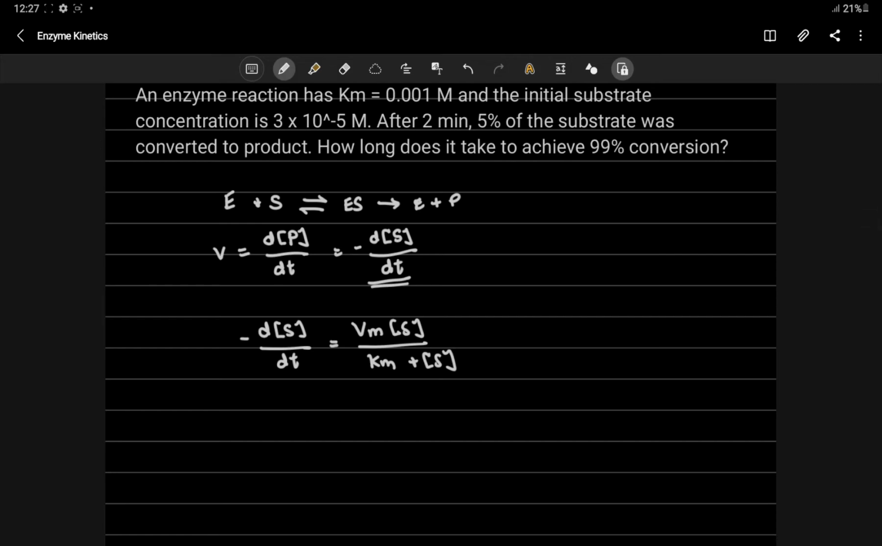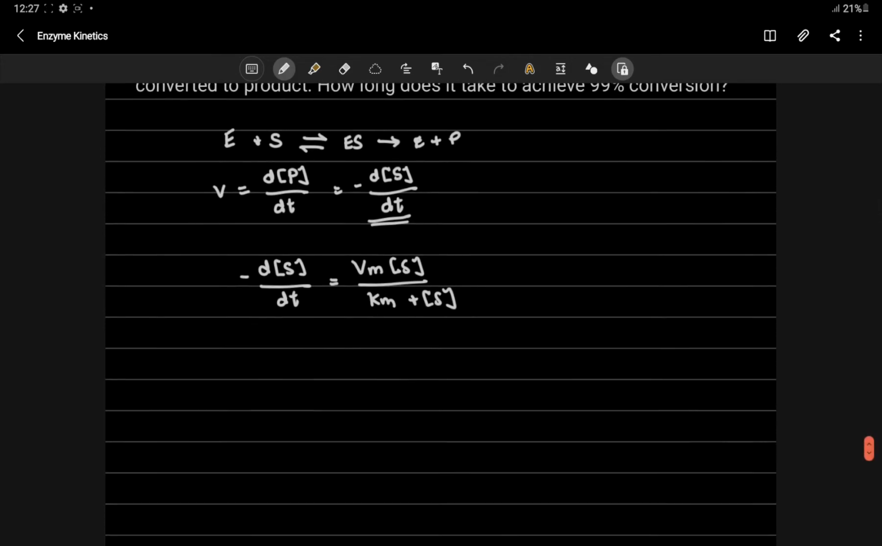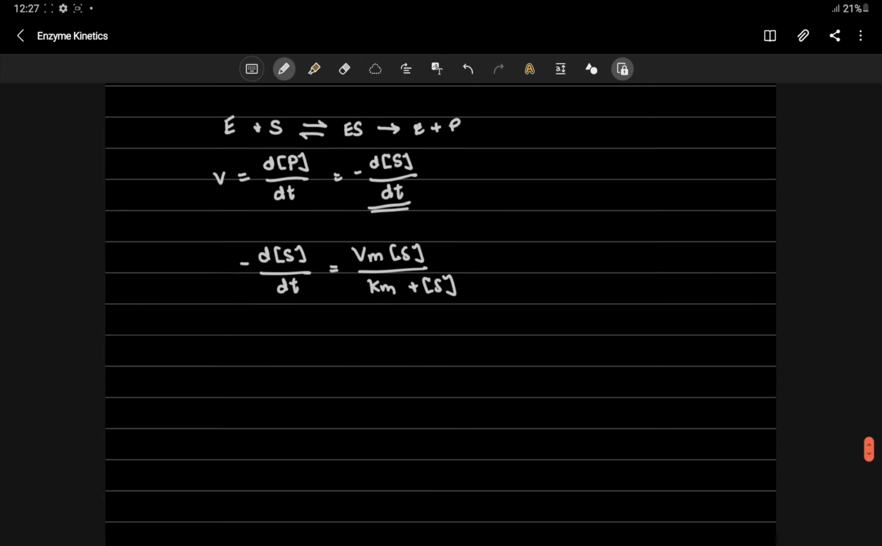Okay, so what we will do next here is to separate the variables. Okay, so you have a differential equation, and what we're going to do is first separate the variables, knowing that this is a variable separable differential equation. So, magiging minus dS equals Vm times substrate concentration divided by Km plus substrate concentration dt.